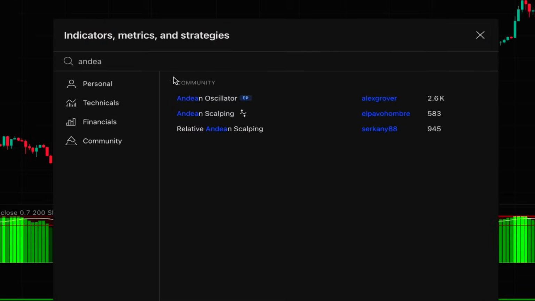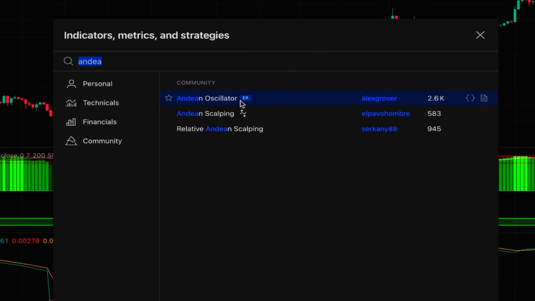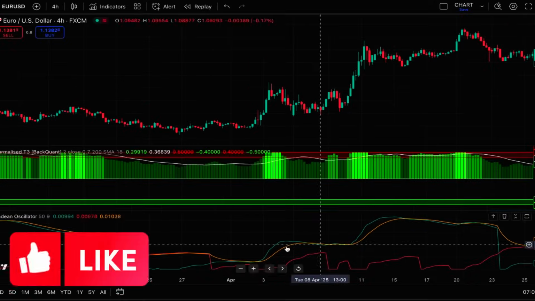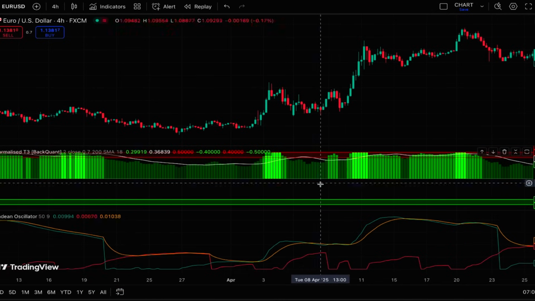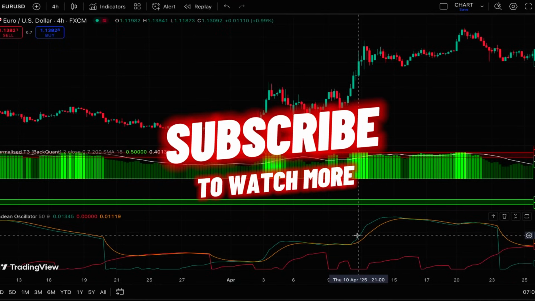A good match is the Andean oscillator, this one, which is an Editor's Picks indicator written by Alex Grover. Alright, this is the indicator, and as you can see, it's added here below the chart. Let me show how you can trade based on this setup.